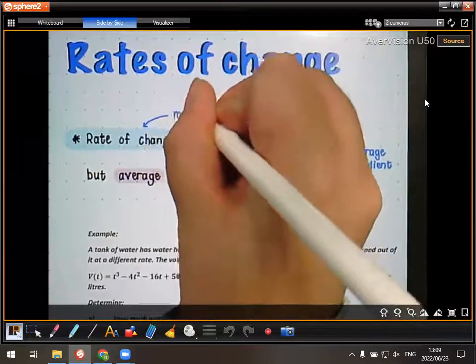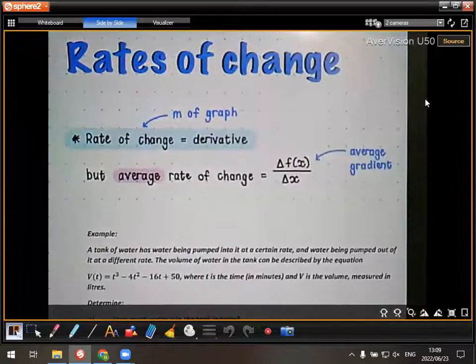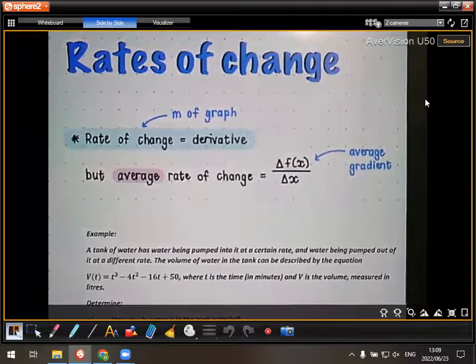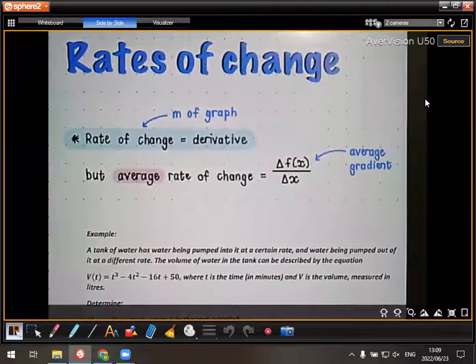Rate of change is the same as the gradient of a graph. And hopefully we remember that the gradient is always the derivative. So as soon as you see in any question the words rate of change, or if they say at what rate is this thing changing, then I can always use those words together. But if they talk about rate of change in any way, then you're going to have to find the derivative. You'll see now when we do an example of how they actually ask it.